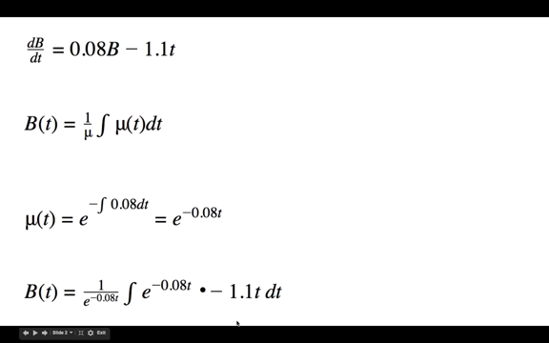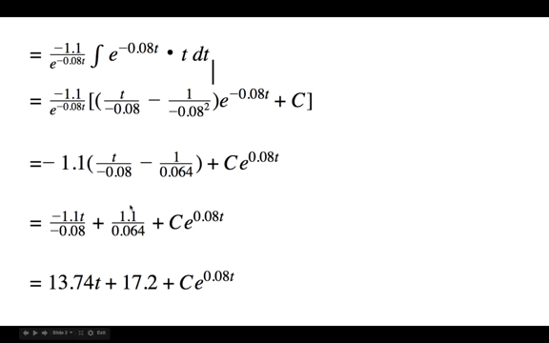I'm not going to say it all because it is super long, but then we're going to solve that integral. And we're going to put negative 1.1 over e to the negative 0.08t times the integral of e to the negative 0.08t times t, because we took out negative 1.1 times dt. And then once we take the integral, this is what we get right here. Don't forget to add your constant at the end because that's going to matter in the long term.